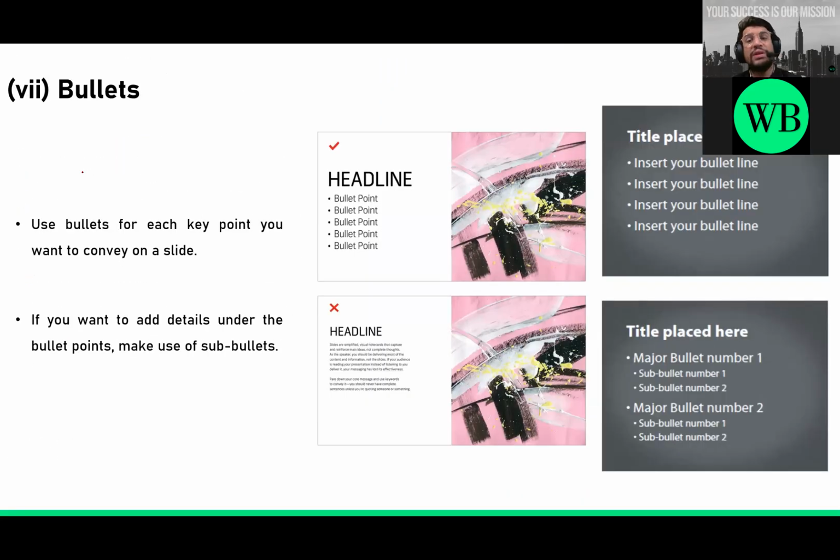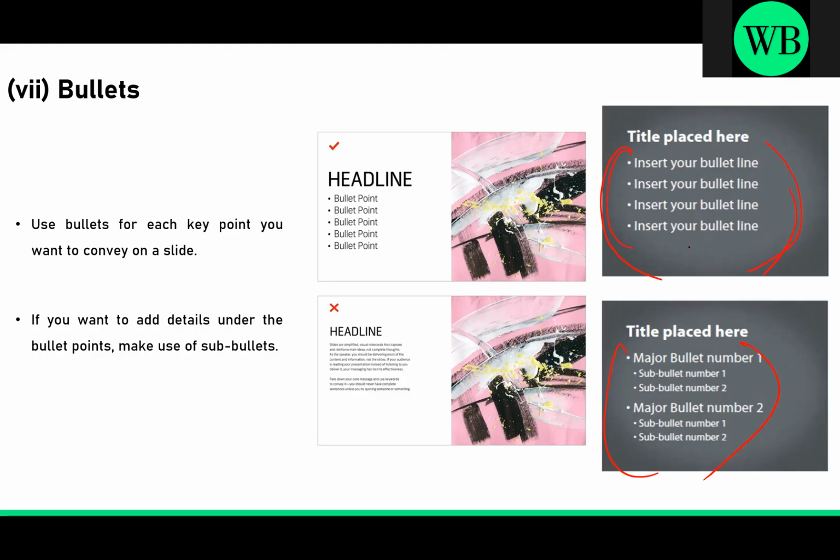Now, using bullets is something which is important. Use bullets for each key point you want to convey on the slide. If you want to add details under the bullets, use sub bullets, right? So this is how you can use the sub bullets. If you've seen at least most of our presentations, as far as possible we try not to exceed 5 or 6 points per slide, right? That's our limit. We love it when we only have 3 or 4 points, but we don't try to exceed 5 or 6.